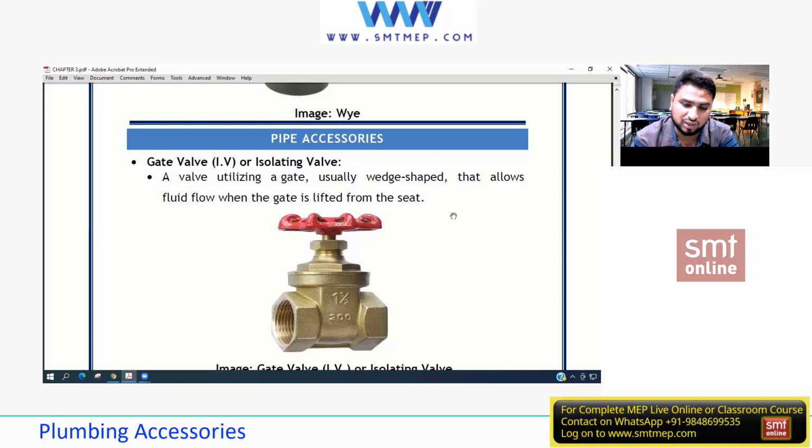But if I lift it half open and half closed, you know this, because it's not a regulating valve, it cannot bear that much pressure. The gate inside this will be damaged because of the excess pressure. It does not have the capacity or tendency to bear that much pressure.